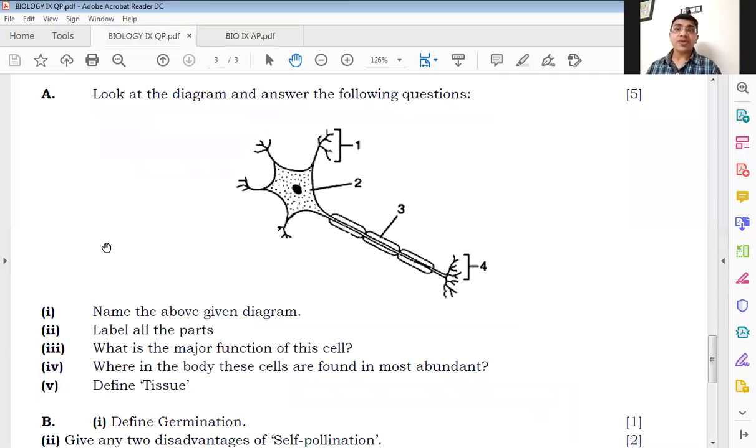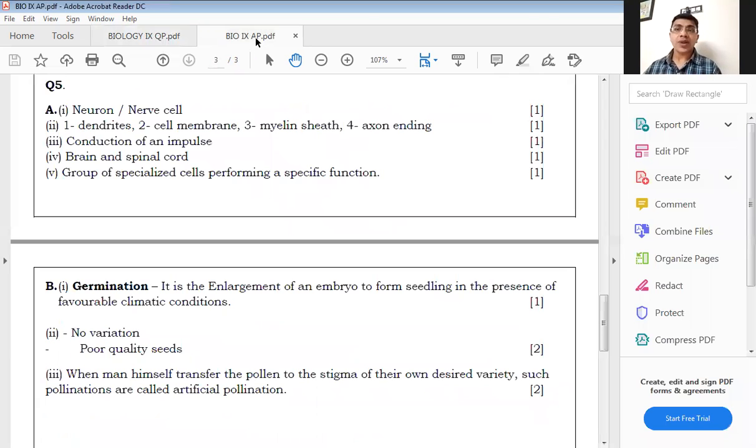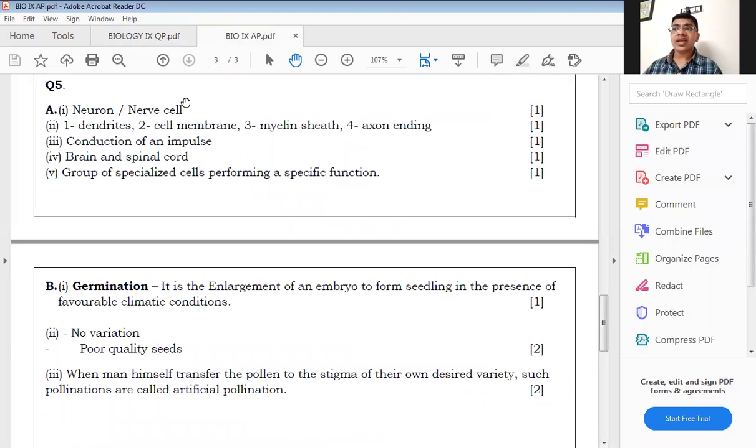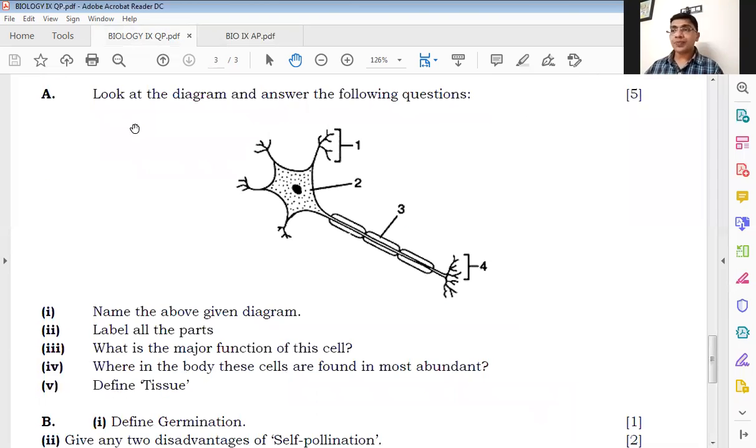See, they have given different parts, 1, 2, 3, and 4. So we are supposed to label each one of them. The first one are short branches, and they are known as dendrites. You can see the name here, right? Okay. The second one is actually what is known as cyton. Once again, it is known as cyton. Here, by mistake, they have written cell membrane. It is actually the cyton of the neuron, right?